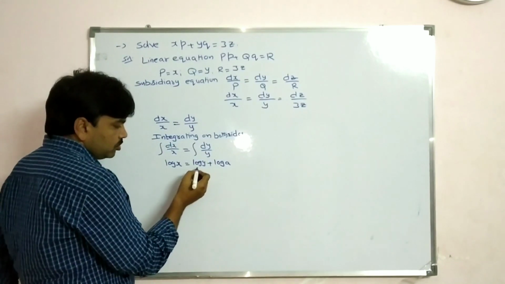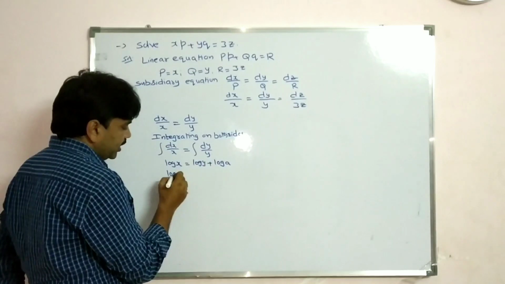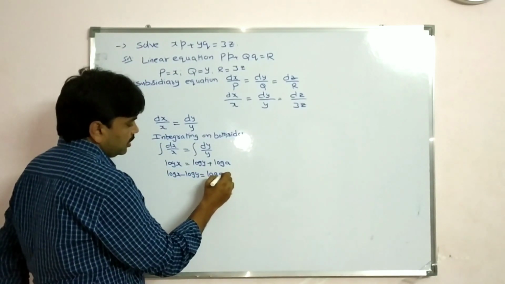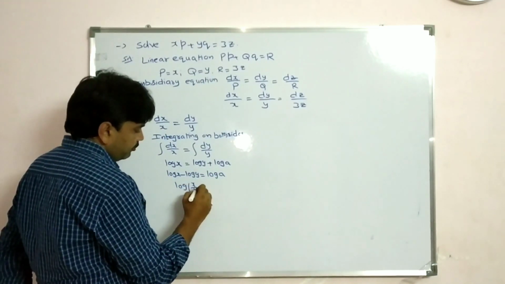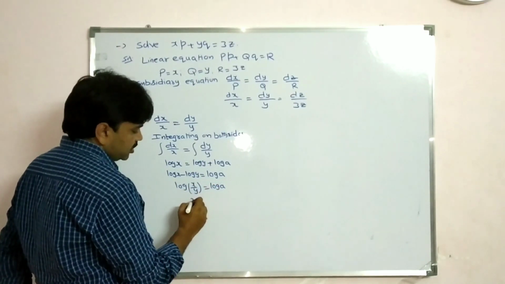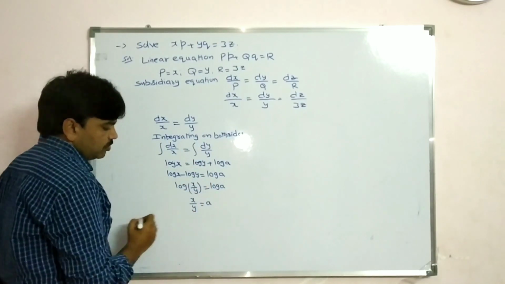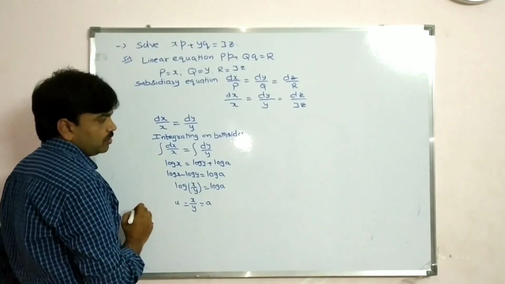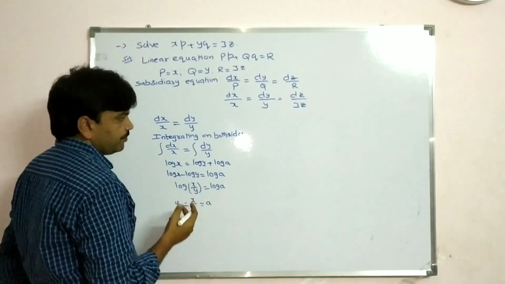Now you transpose log a to the left hand side. So log x minus log y is equal to log a. Now log x by y is equal to log a, students. Now comparing both sides, we get x by y is equal to a, students. Now this is u. We are finding one solution, students. Another solution is say v.